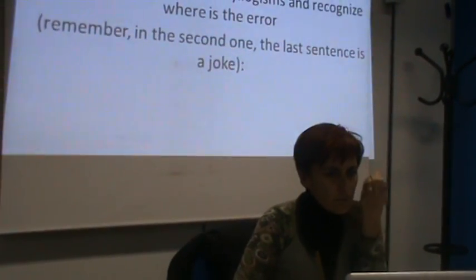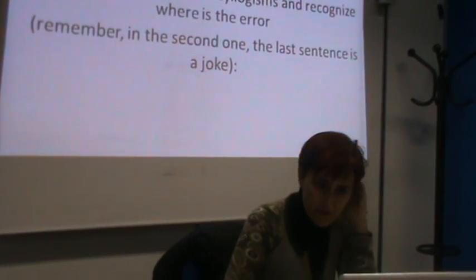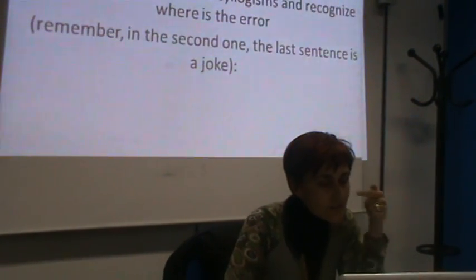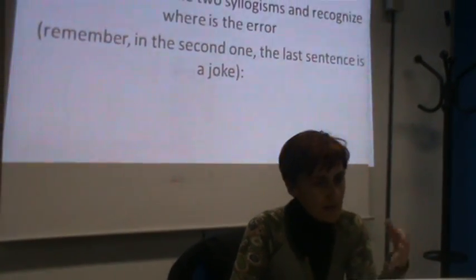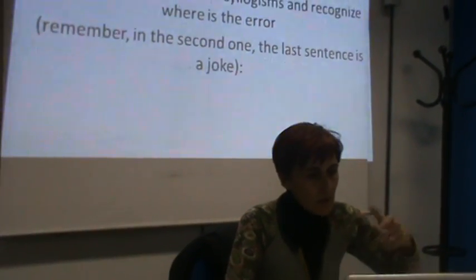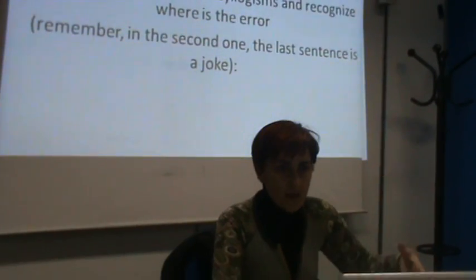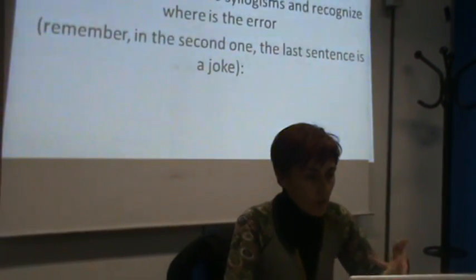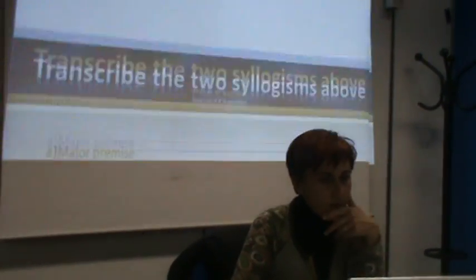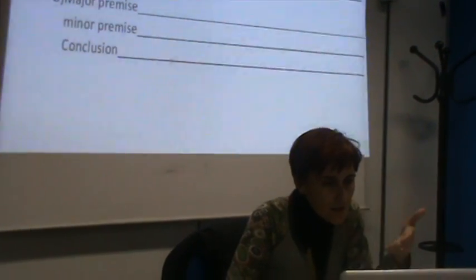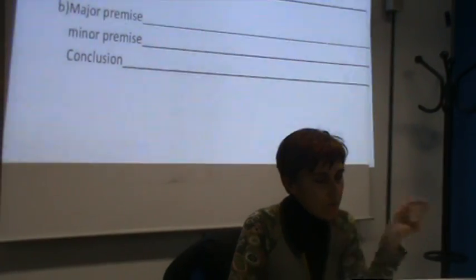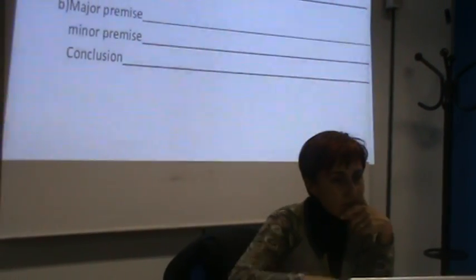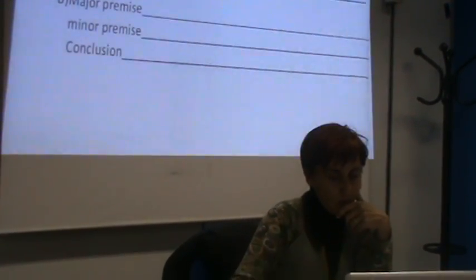What's the difference between the scientific and non-scientific syllogism? Try to see, transcribing the two syllogisms, and recognize where is the mistake, recognize where is the error. Try to transcribe. When I see, I can see the mistake. I rewrite and transcribe the two syllogisms above. What's the problem?